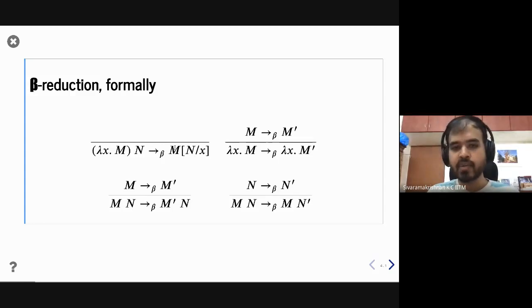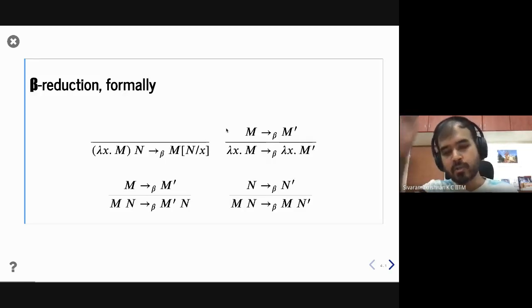So all of these are equally applicable. And the last rule says how to reduce within the body of an abstraction. If you have lambda x dot m, and you can go from m to m prime, then you can go from lambda x dot m to lambda x dot m prime.